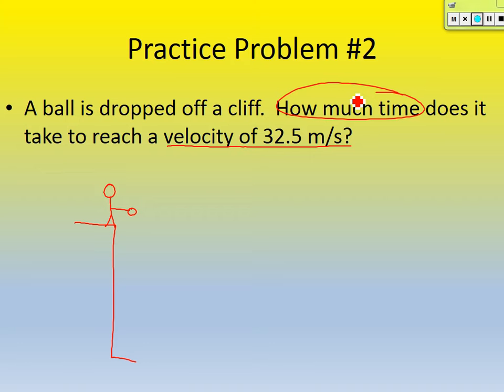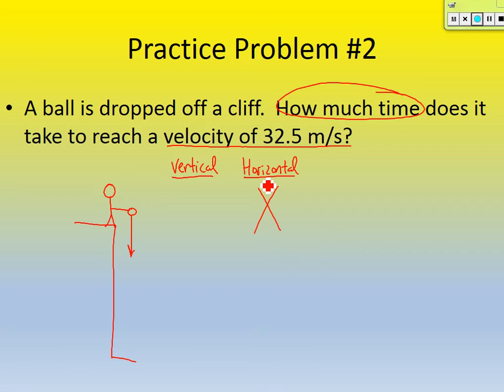So step number 2, we're going to separate the vertical. So I'd like you to write vertical and then horizontal in your notes. Now again, if we're dropping it, is there going to be any horizontal motion? And the answer is no. So we're going to put a big X on that one. We'll use that eventually, but not in this problem.